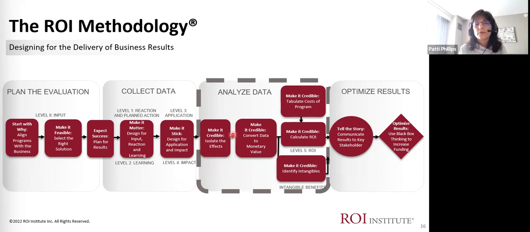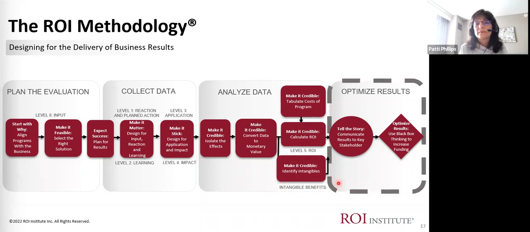Now, if you stopped your evaluation right here, right after step 6, you would have a very good impact evaluation. All of your measures would be intangible because they're not converted to money, but you would have a really good story here. To get to ROI, all you have to do is convert measures to money, bring in the cost, calculate the ROI, and then for those measures we don't convert to money, report as an intangible. And then report it out. Tell your story and use the data to improve the program.